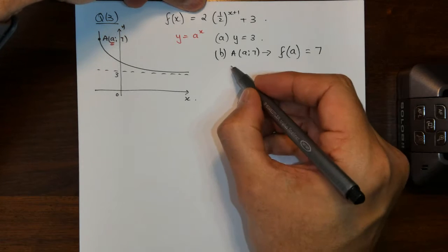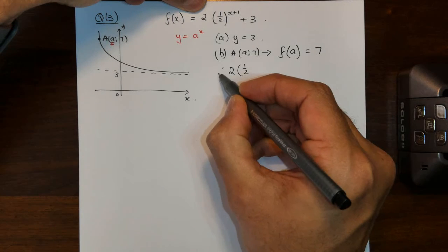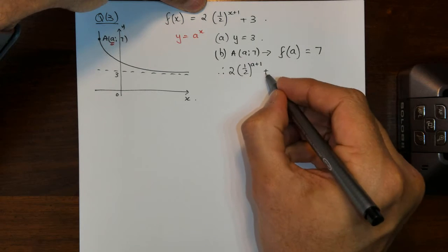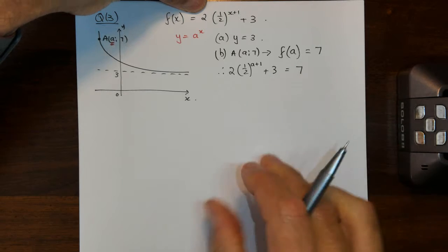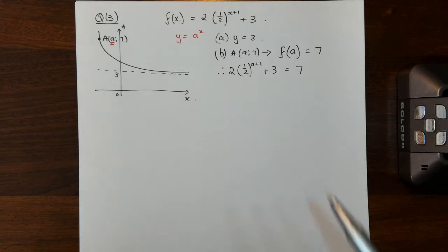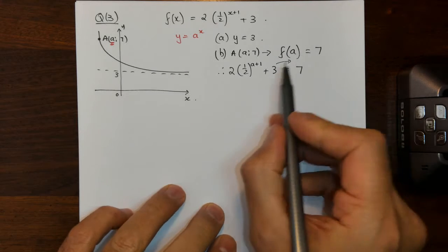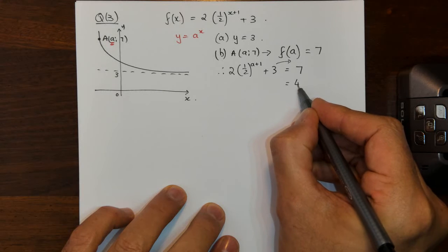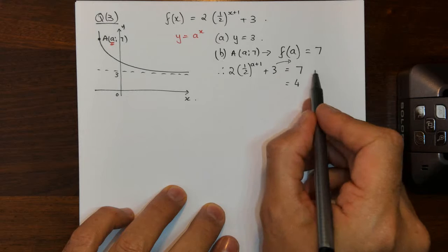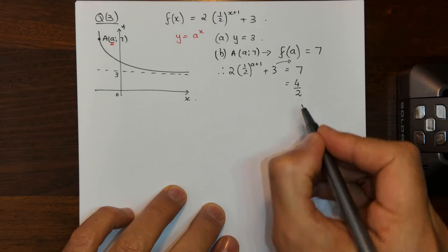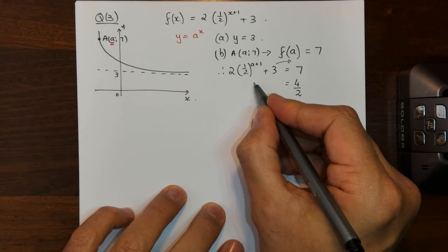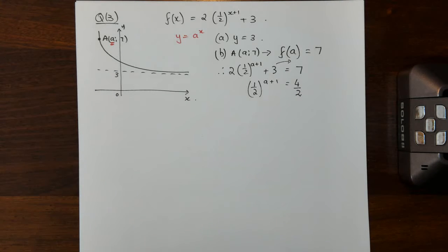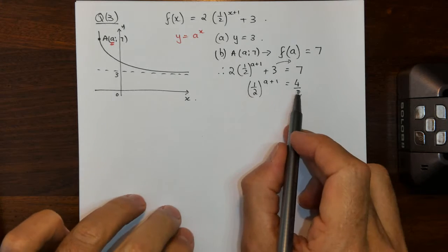So let's quickly see what happens here. Twice a half, don't forget your therefore signs, to the power of a plus 1 plus this 3 is equal to 7. Okay, and that is what I have to work with. I throw my 3 over the equal sign, it becomes a minus 3. So on this side I'll have 7 minus 3, which is 4. Once the 3 is over, I'm now going to divide by 2, so that the 2 also goes to the other side. And I'm left on the left-hand side with a half to the power a plus 1. Now that's an exponential equation that needs solving, folks.